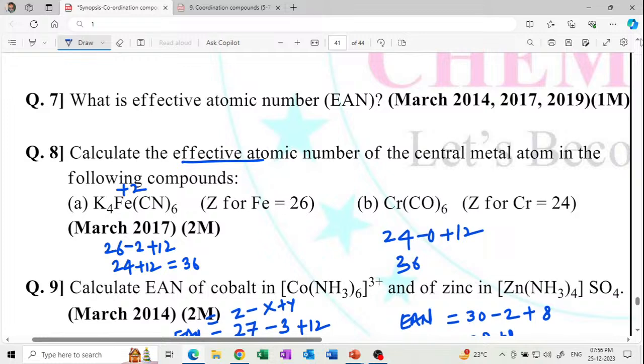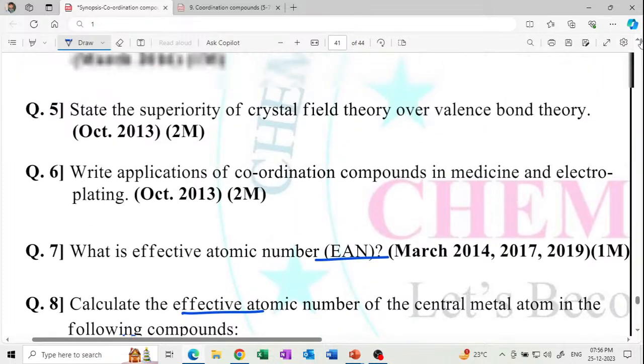Okay. Next is: what is effective atomic number? Effective atomic number म्हणजे काय? त्याची डेफिनेशन लिहायची तुम्हाला. Very easy. 1 mark साठी definitions. Just write the definition.